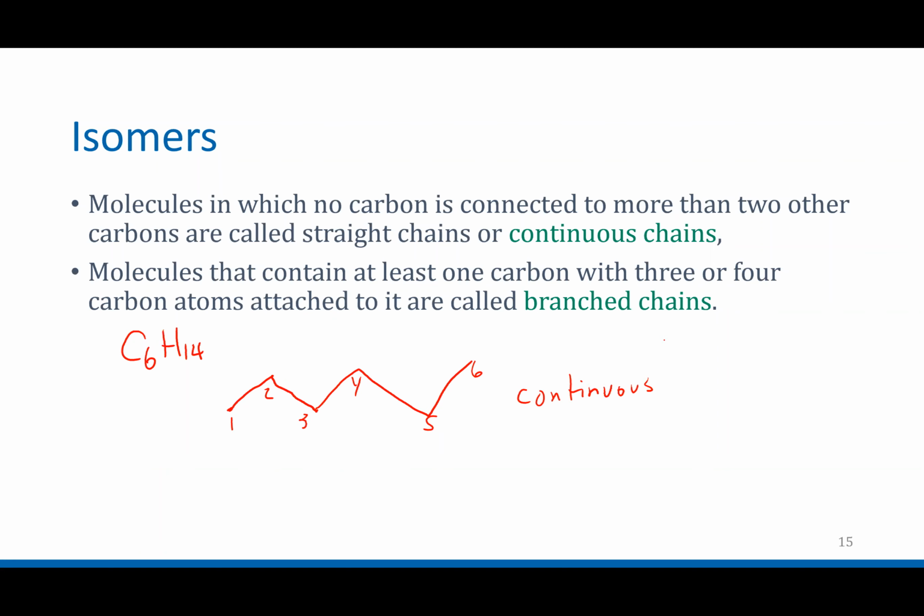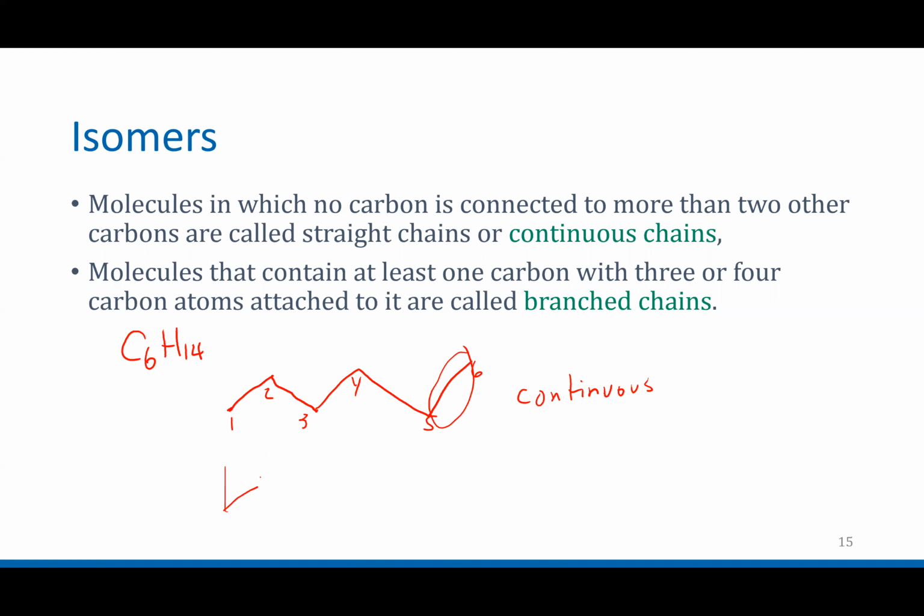Now, I can draw from this an isomer of hexane, an isomer of a 6-carbon chain. It will have the exact same number of carbons and the exact same number of hydrogens, but I'm going to make a branch in it. One of the easiest things to do is just take a piece off the end and stick it somewhere in the middle. So watch this.